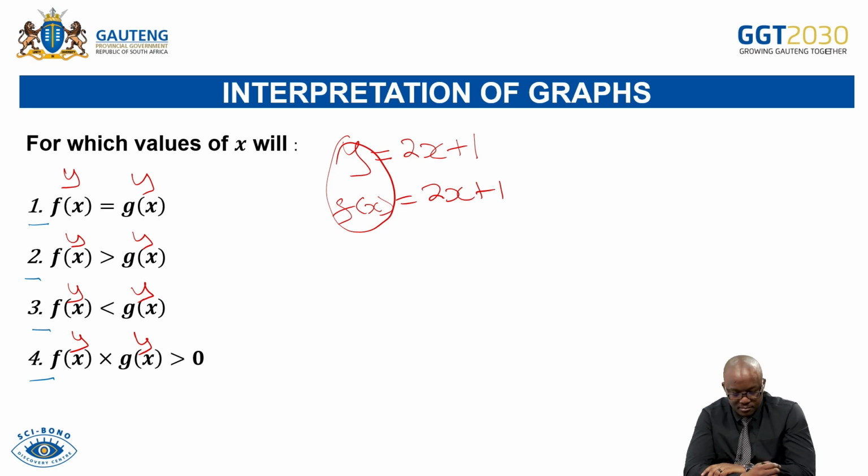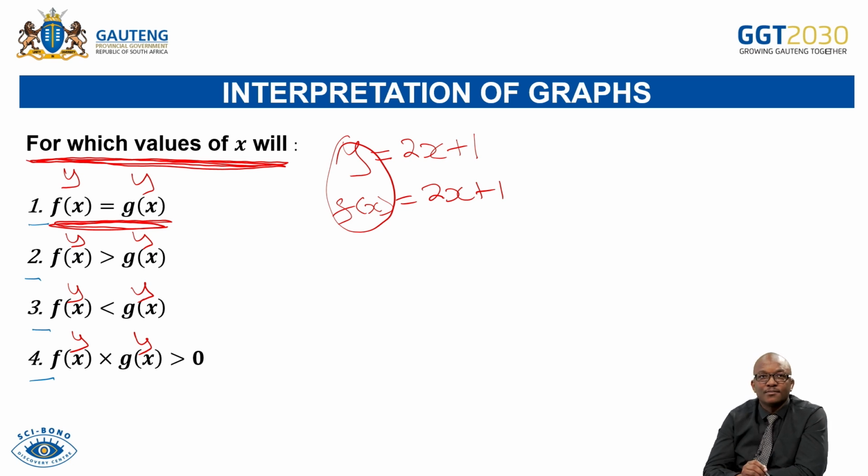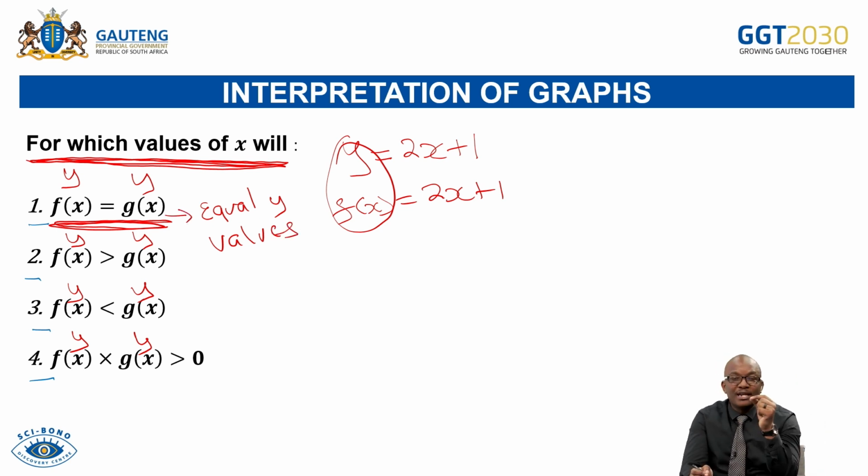So now, the question will come in a way of, for which values of x will the graphs be equal, where the y values of these graphs are equal? Correct. So because here we're talking about the equal y values on this first one. What is the value of x where g of x and f of x have equal y values?